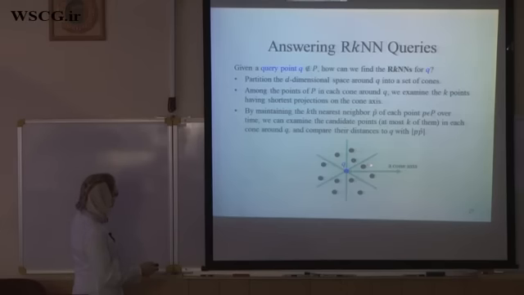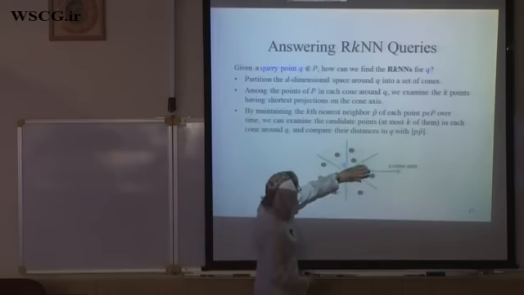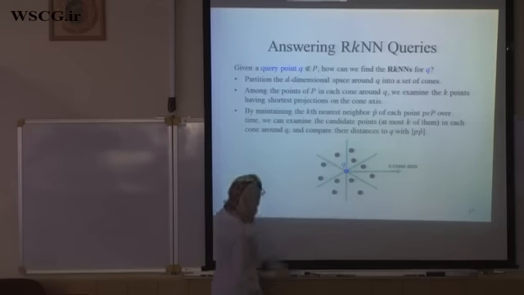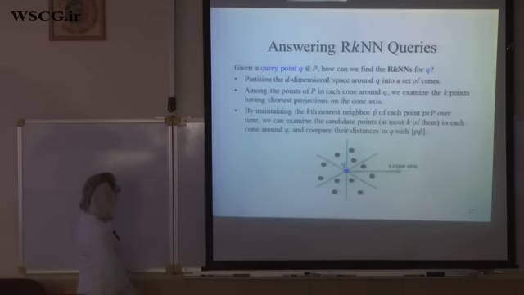So here, in this picture, the cones have changed a little bit. 1, 2, 3, 4, 5, 6, 7 cones. Oh, no, I'm sorry. This is cone 0, and that's the cone axis. Cone 1, 2, 3, 4, 5. We have those cones. And among the points in each cone around Q, we examine the k points that have short projections onto the cone axis. So this point has got the shortest projection onto the cone axis.